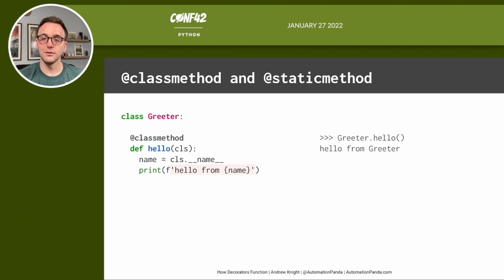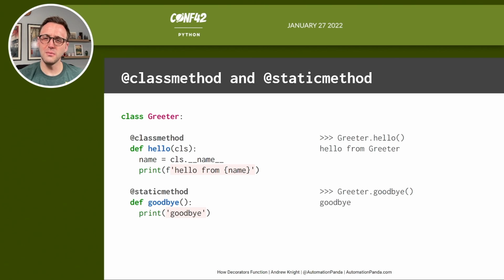The method can be called using greeter.hello. The static method decorator works almost the same as the class method decorator, except that it does not pass a reference to the class into the method. Notice how the method parameters are empty. No class and no self. Methods are still called from the class, like here with greeter.goodbye. You could say that static method is just a simpler version of class method.